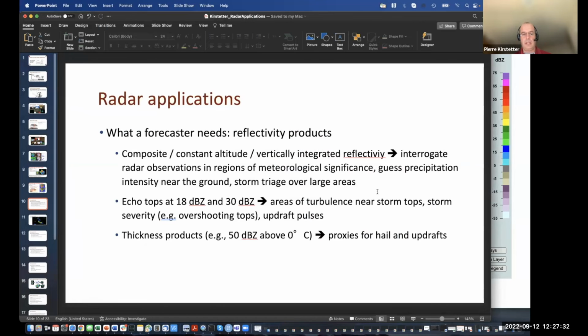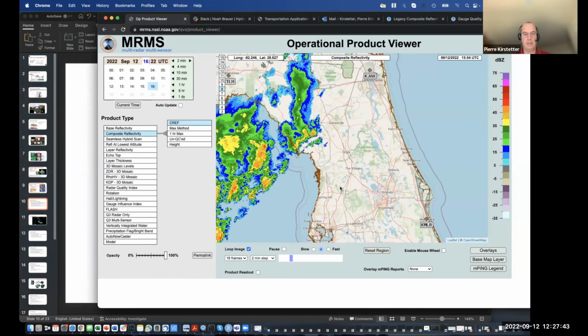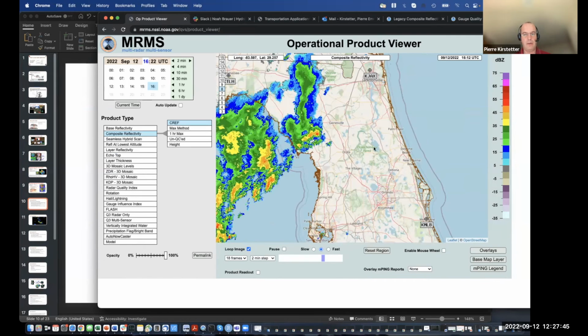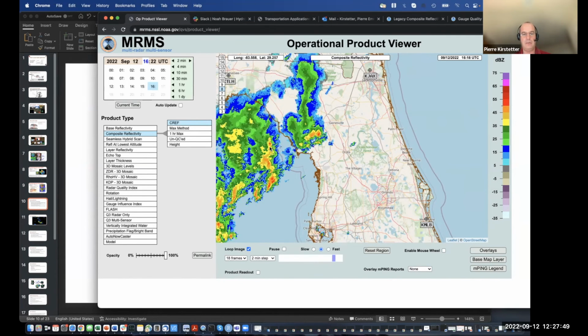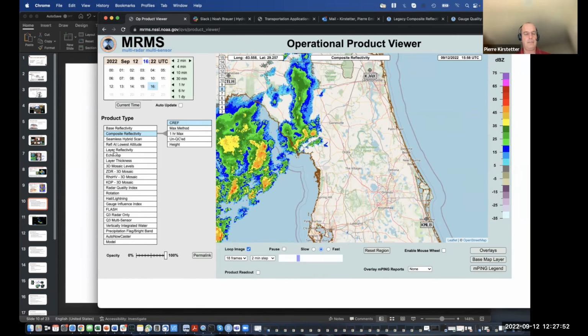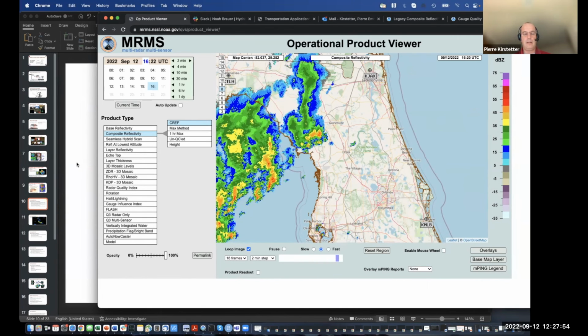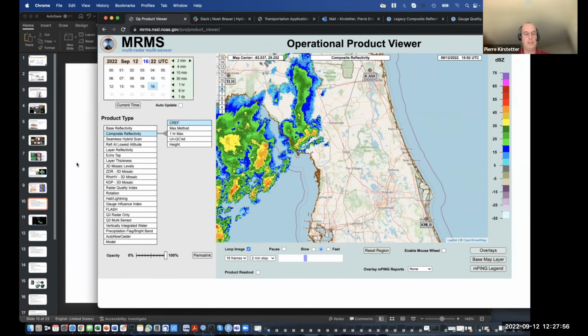So from there, you can guess precipitation intensity near the ground. I will come back to that later. And you can also perform some storm triage over large areas. You can identify areas where you have higher reflectivities, like above 50 dBZ, which probably indicate very high rain rates and or the presence of hail.